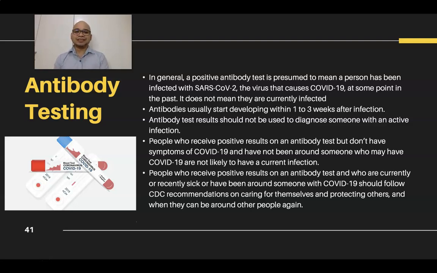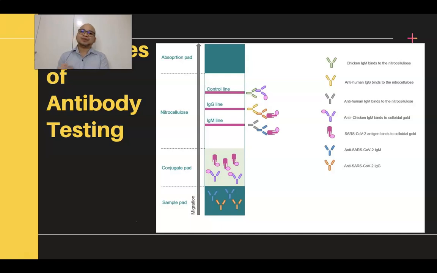People who receive positive results on an antibody test but don't have symptoms of COVID-19 and have not been around someone who may have COVID-19 are not likely to have a current infection. People who receive positive results on an antibody test and who are currently or recently sick or have been around someone with COVID-19 should follow CDC recommendations on caring for themselves and protecting others, meaning they need to isolate themselves, and especially be extra careful when they are around other people again or after their self-isolation. So this would be the principle.